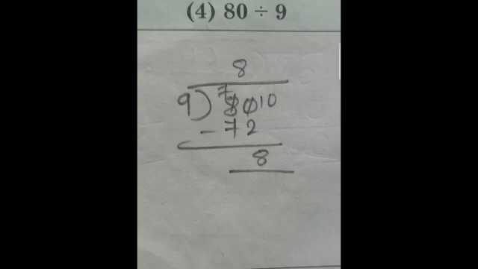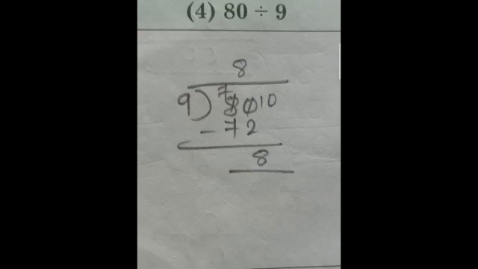Now students, look at this division. It is 80 divided by 9. 80 is the dividend, 9 is the divisor. We found the number, that is 9 eights are 72. Now let us do the subtraction. It is 0 minus 2, so you cannot do 0 minus 2. So you take it as 10 and you borrowed one number from 8. So 8 gave you one number, so 8 minus 1 is 7.